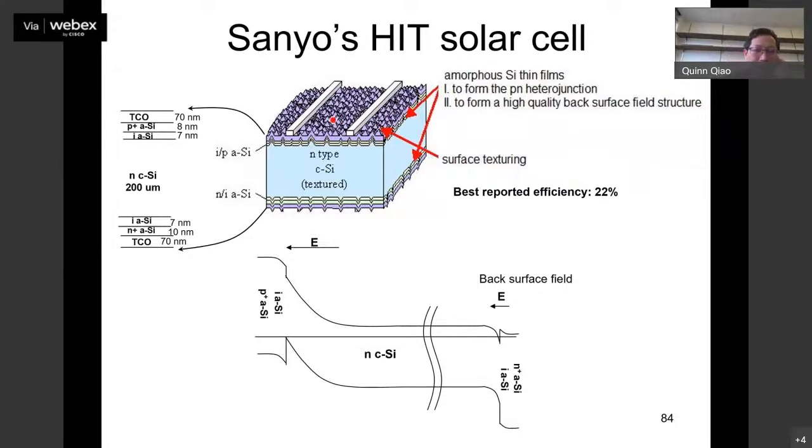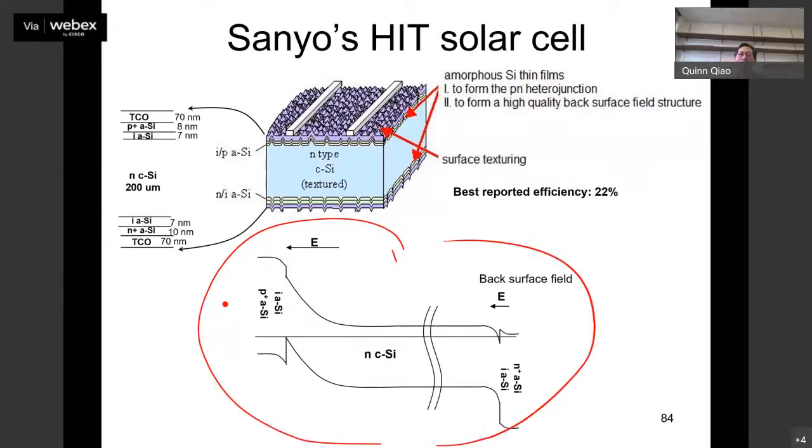You have texture structure on top, and then you have this P plus amorphous silicon and the I amorphous silicon as well. This is N plus. We use N plus silicon, but here they use amorphous. Okay, you do the same thing for the bottom, right? Same thing for the bottom. This one is different because it's a P-type substrate, and then what they generate will be holes. Okay, holes transport to the top, and electrons transport to the bottom. Then the band structure will be something like this. Okay, band structure.